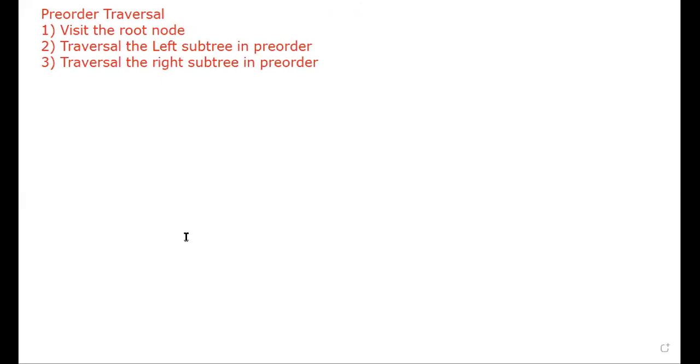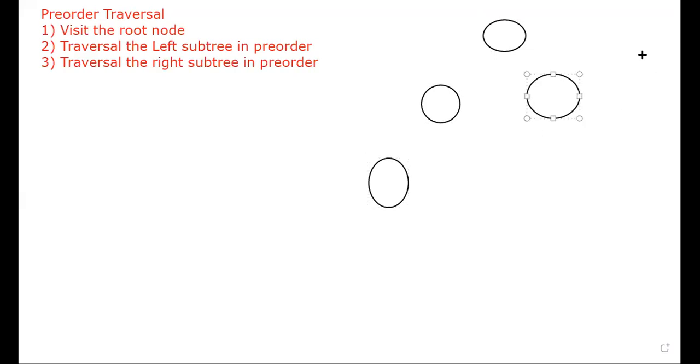Okay, so now take a simple example. I am drawing a new tree. This is one node, another node, the third node, and this is the fourth node. So there are four nodes. It may be a binary tree or a binary search tree. For example, at the root A is there, B is there, C is there, and D is there.